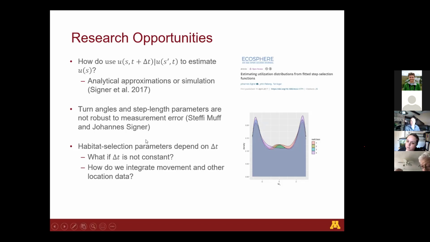I mentioned at one point that the parameters that we estimate here depend on the time difference between each location. So how do you deal with situations when that time difference is not constant? And how do you integrate and end up with parameters that are scale independent? That's an open question that's getting quite a bit of attention right now.